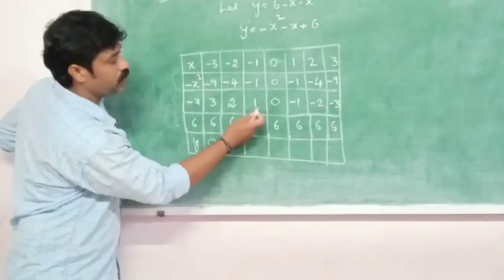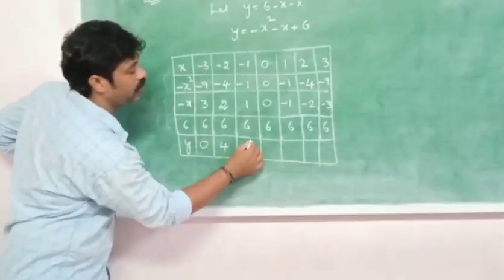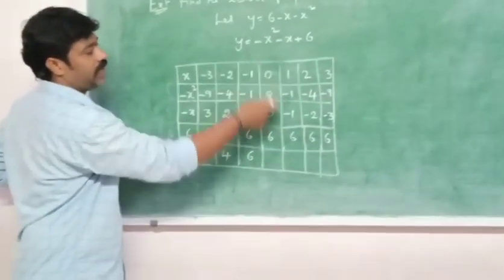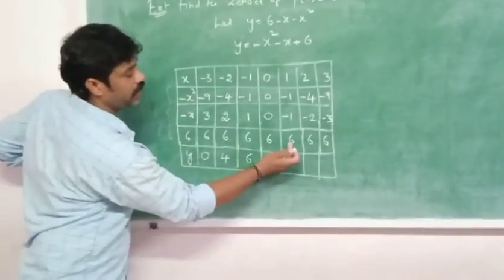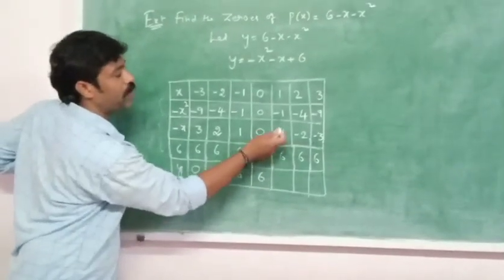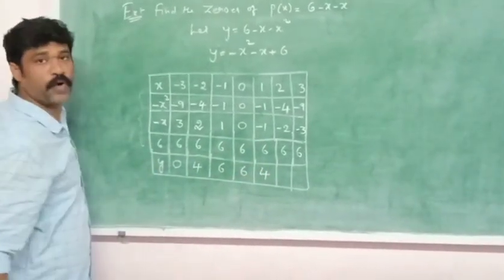After that, 6 plus 1 is 7, 7 minus 1, again we will get 6. So if you add these 3, 6 plus 0, you will get 6 only. Then after that, again 6 minus 1 is 5, 5 minus 1 again, you will get 4.